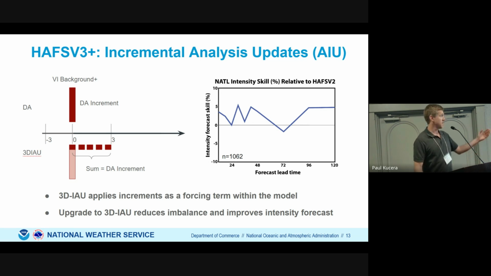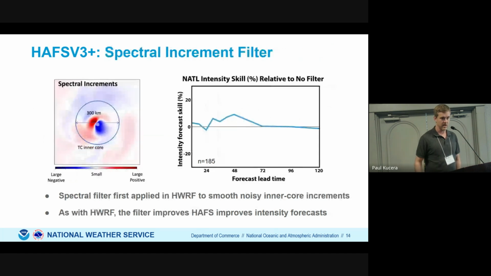And so what we see with IAU over a very large sample, over 1,000 cases, is that up to 5% improvement in the intensity forecast. So it's another incremental improvement in the right direction. It's a little bit bigger than going from 30 to 40 in bar. So certainly that's a good sign.